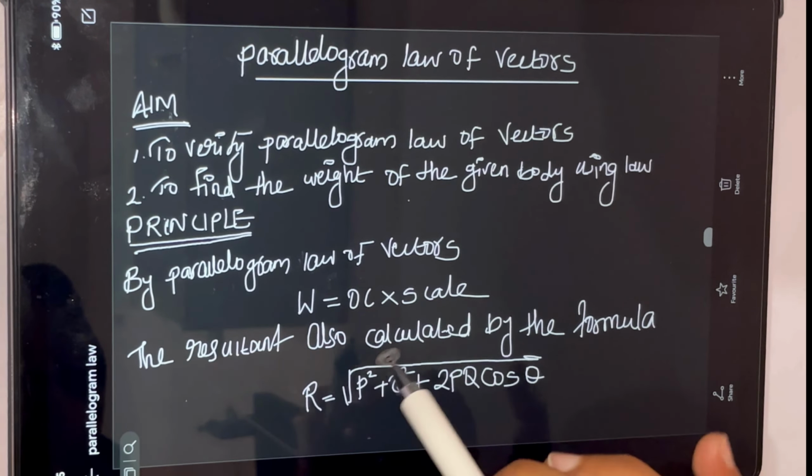Now we have to measure these sides. This is 4 centimeter, as we know that we have taken that. Now this side is approximately equal to 4.3.